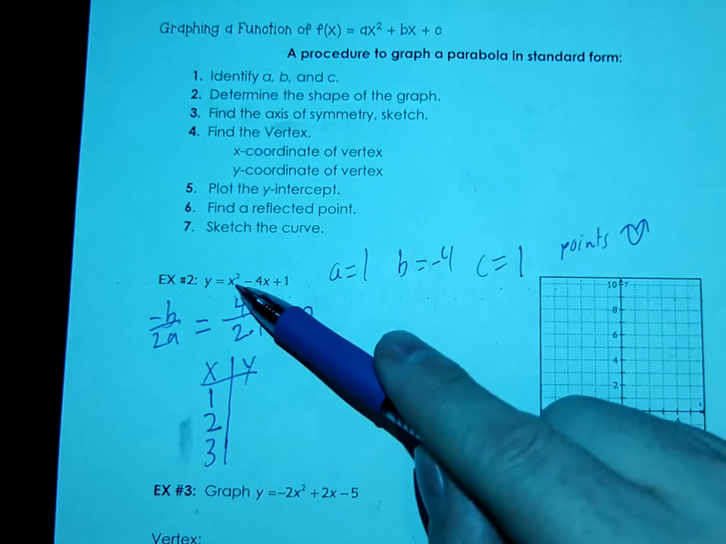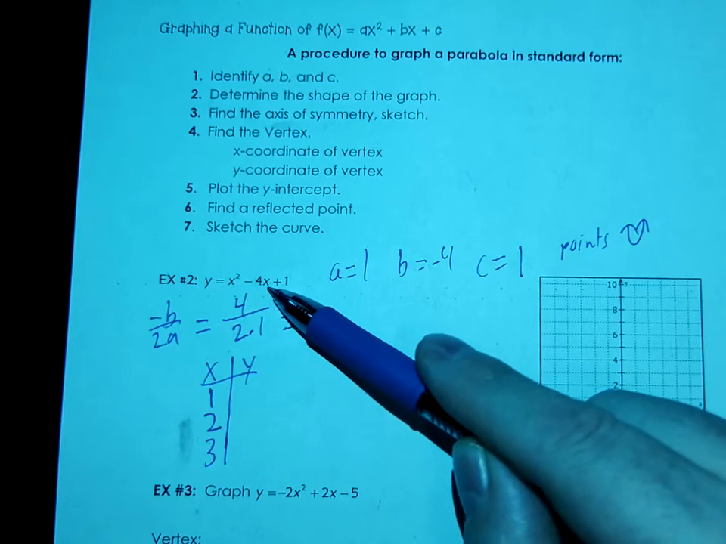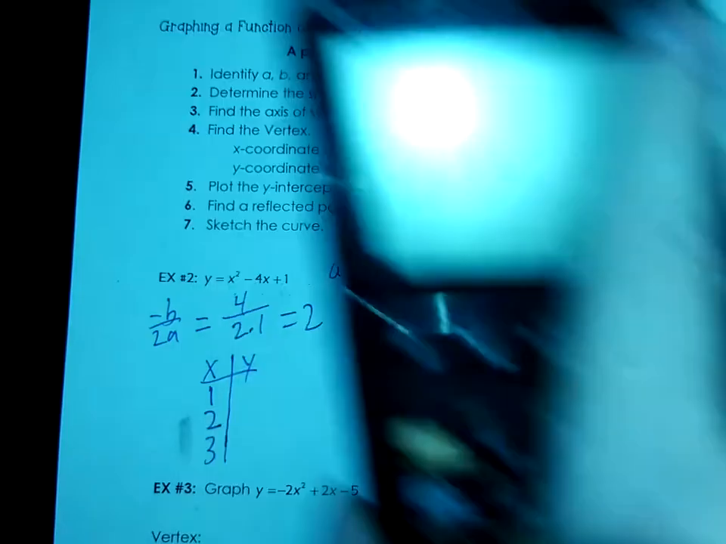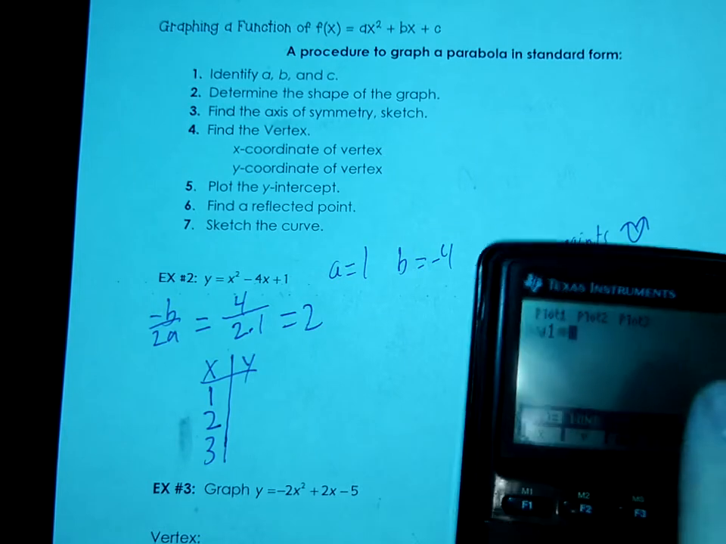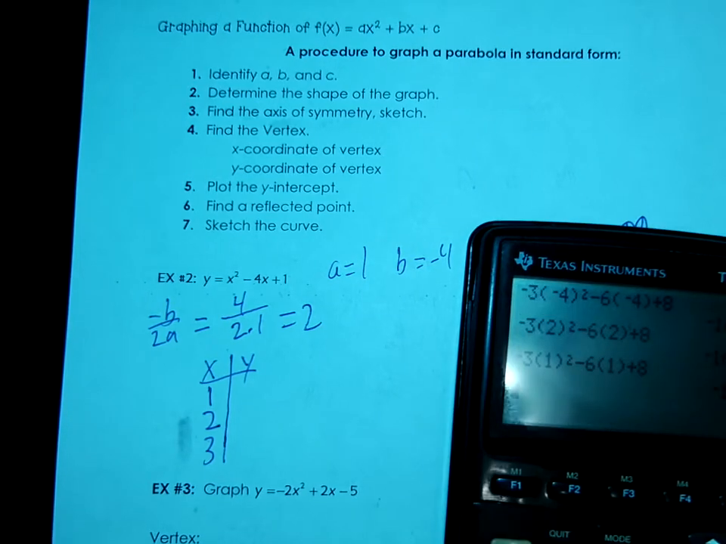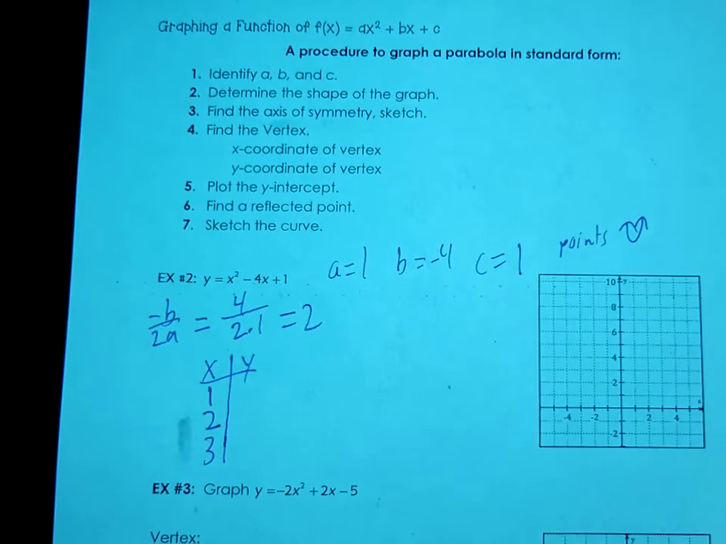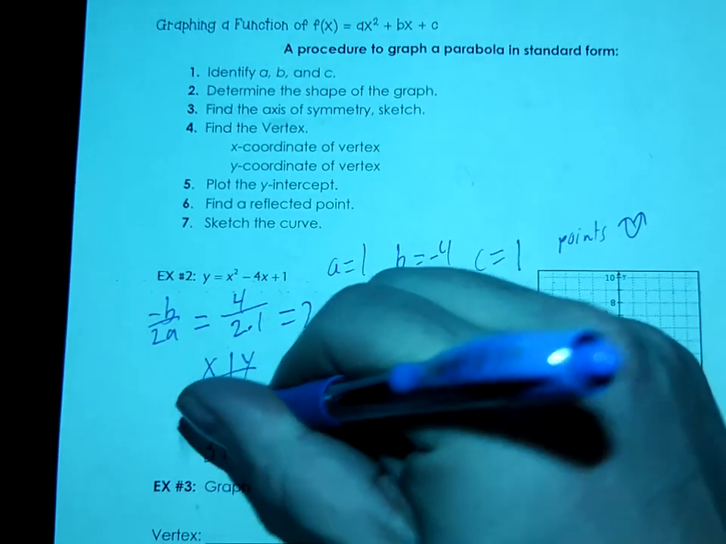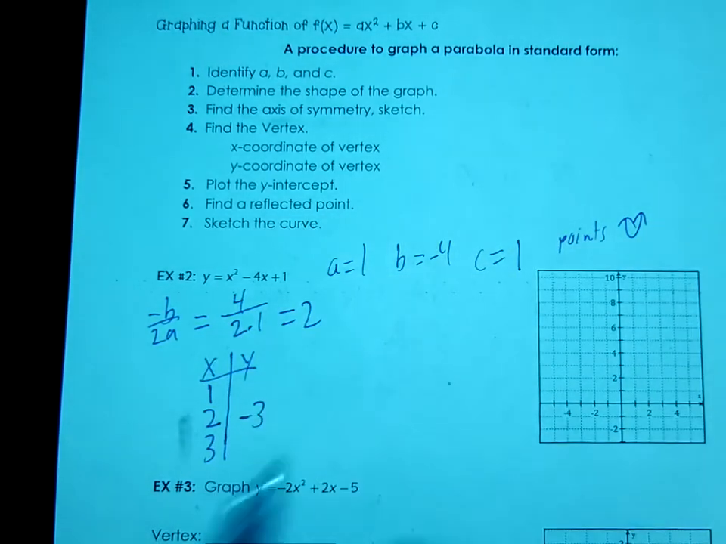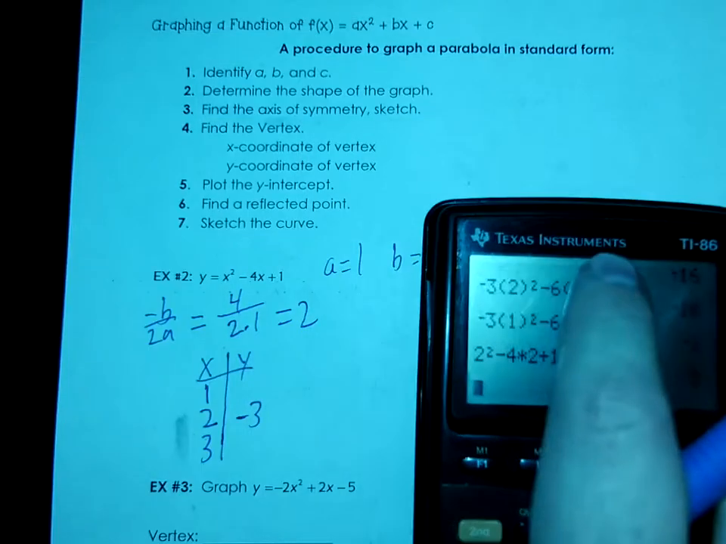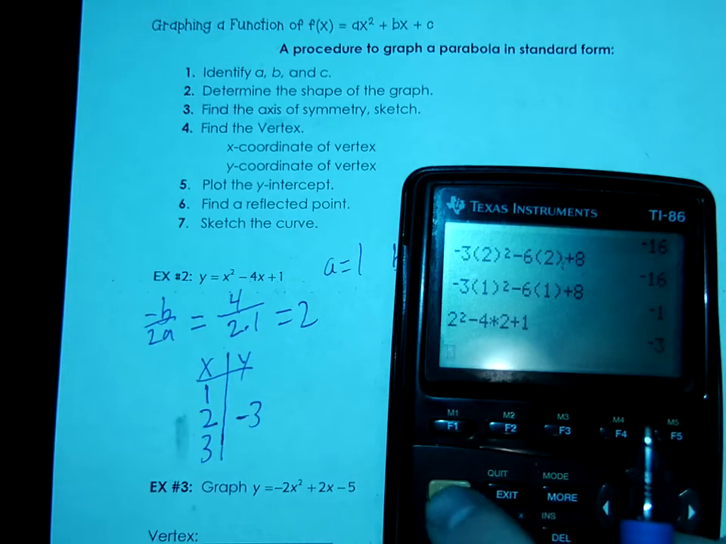Here, 2 squared minus 4 times 2 plus 1. Again, I can use a calculator for that portion. So let me quit out of this. 2 squared minus 4 times 2 plus 1. That value is -3. And again, it's always useful to use a calculator here because you're going to have to put in these other 2 points as well. Anyhow. So then I'll go back.